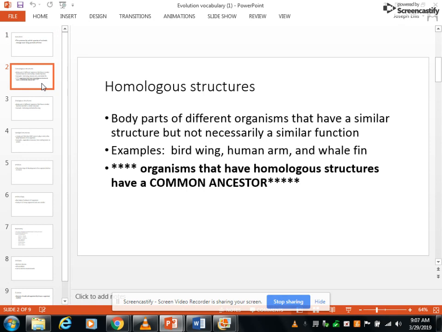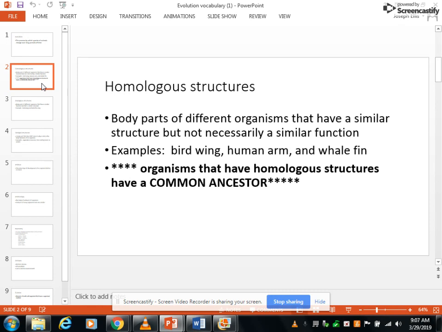Okay, homologous structures. These are body parts that different organisms have that usually have a similar structure, but they don't always have the same function. For example, a bird's wings, a human's arms, and a whale's fins. They're kind of built the same way, the same kind of bones that are in our arms will be in a bird's wing and a whale's fin. However, a bird uses theirs for flight, a human uses theirs for grabbing stuff, and of course a whale uses theirs for swimming.